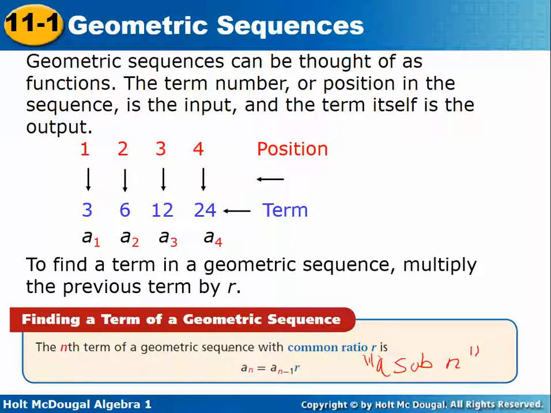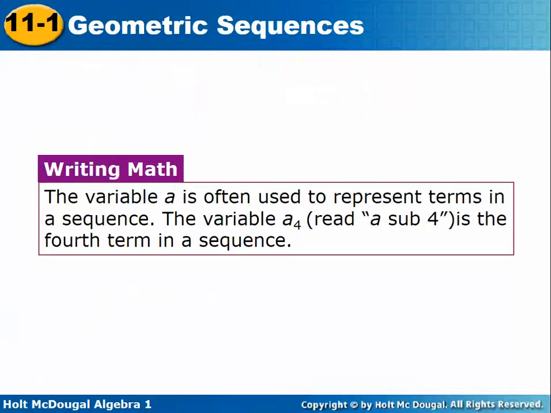So if this is term 2, for example, if n was 2, then you would find it by taking term 1 and multiplying it by r. So you take the previous term and multiply it by some common ratio in order to find the next term. And we just talked about that.